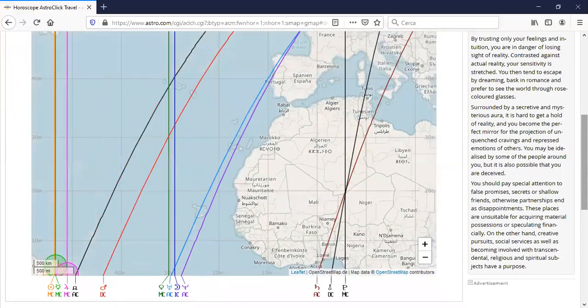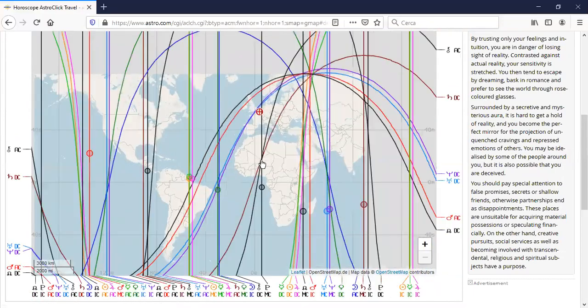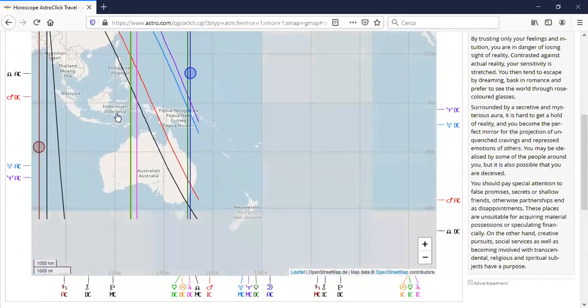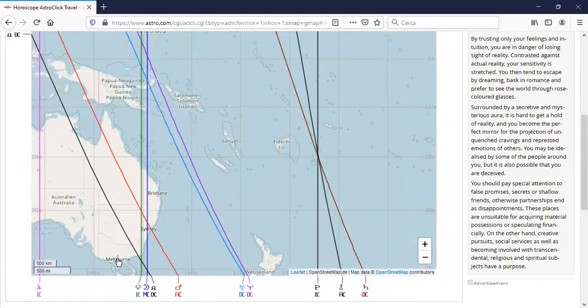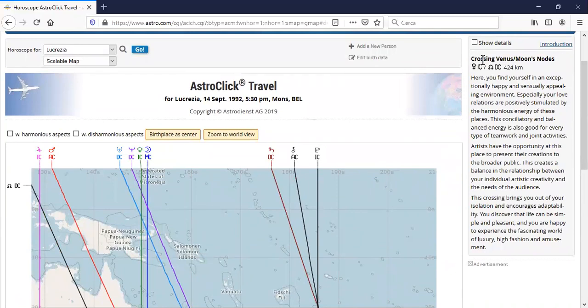So let's have a look at another place that I would love to visit, which is Melbourne, Australia. We can see, according to the astrocartography, what kind of influences I can expect. So here is Melbourne, it is not on a specific line, but I'm going to experience crossing Venus-Moon's nodes here. So this sounds like a very interesting place because I would have a lot of emphasis on relationships. If I'm looking for relationships and also artistic pursuits, this sounds like a good place to be in.